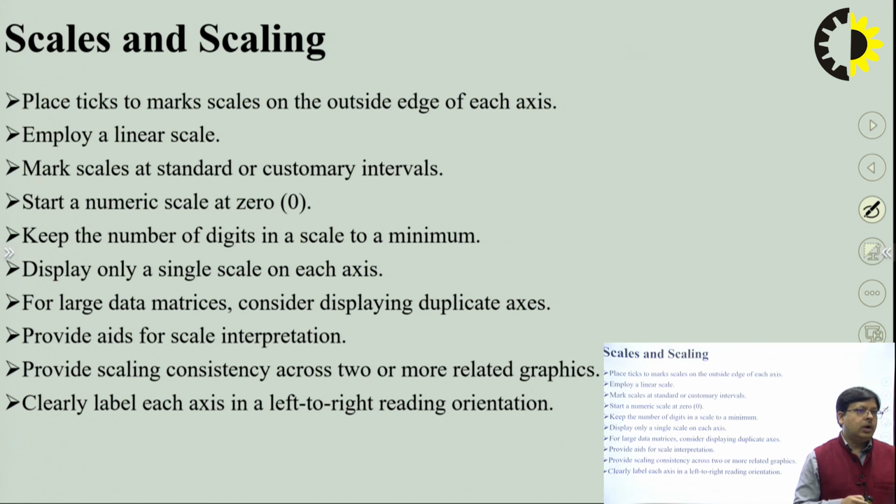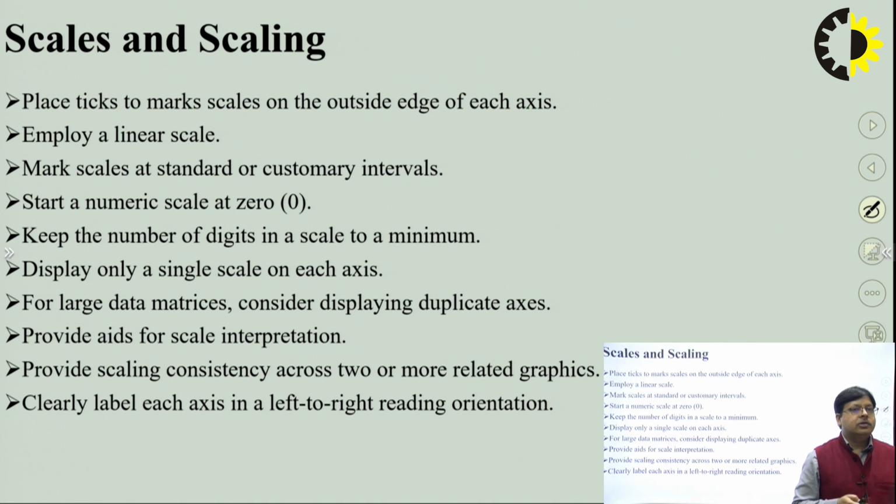The scales are numeric and should start from 0. Keep the number of digits in scales to a minimum. Display only a single scale on each axis. For a large data matrix, consider displaying a duplicate axis. Provide aids for scale interpretation, right? Provide scaling consistency across two or more related graphics. Clearly label each axis in a left to right reading orientation. So these are the common fundamentals that we should keep in mind when using statistical graphics.